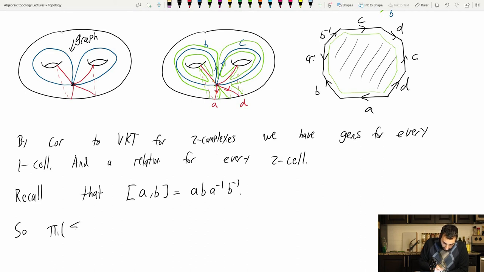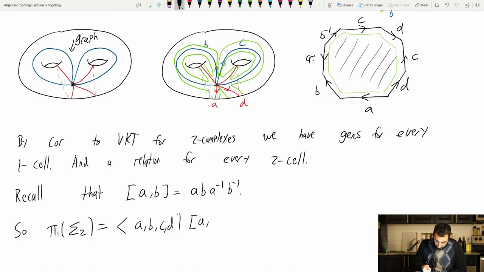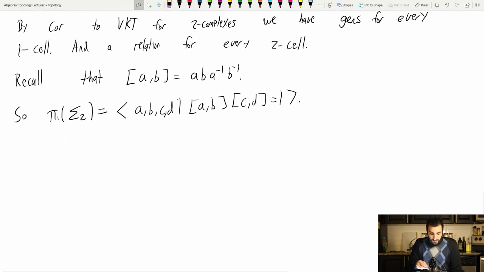pi 1 of this genus 2 surface, sigma 2, is equal to, well, I get generators A, B, C, and D. And then again, it was the commutator of A and B times the commutator of C and D is equal to 1. Now, in general, we can do this for a genus G surface.